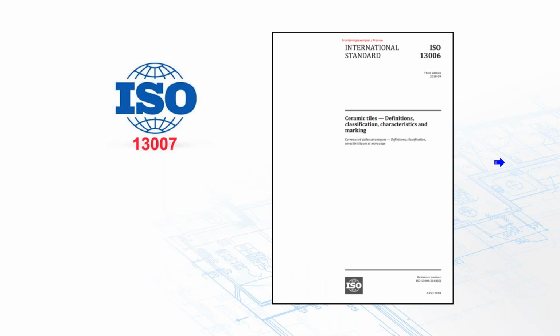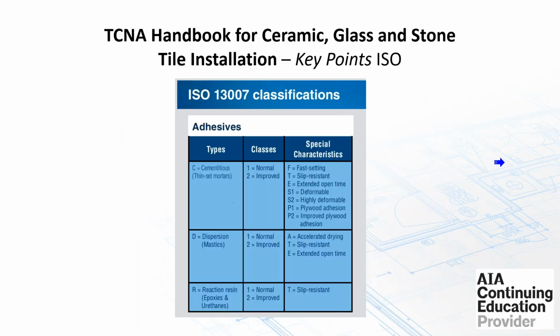Let me talk real briefly about the ISO standards because it's a setup for some of the changes that we've made in ANSI. The International Standards Organization has its own documents for tile and setting materials and so on. And honestly, it's 13007. I think they've done a great job of being able to explain the products very simply and should be easily recognizable in packaging, etc. So let me talk briefly about that.